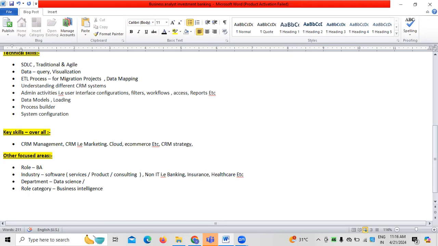So you have to look at the industry when you are applying for a job opportunity, and we need to focus more on that. And next, departments: it can be data science departments or any data analysis departments. And for role and category, I would advise business intelligence, business analysis or analytics. These are the different roles we can see. It's not only business intelligence and data science departments. There are other departments like the CRM department, right? So all that will be there.